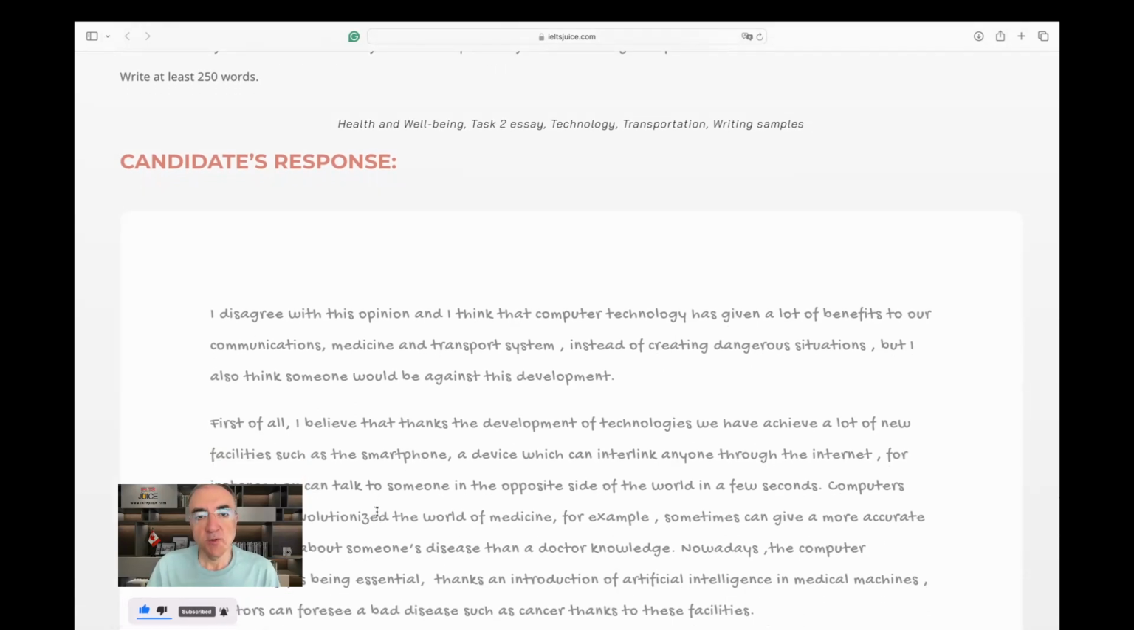I disagree with this opinion. Which opinion? Your response should be independent, and it's completely different from the rubric. We need to present the idea again.